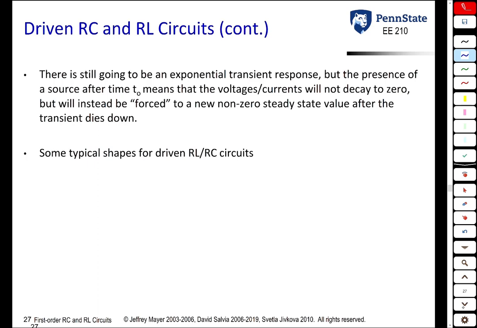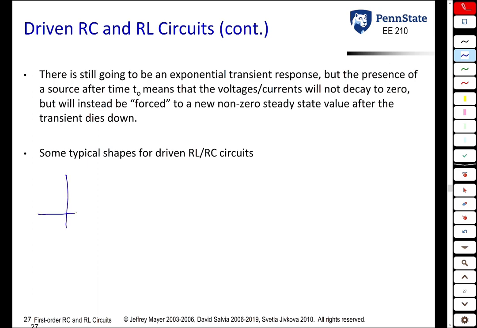So what effect will the presence of a source after time t0 have on the shape of the response? Well, you're still going to have the transient response due to the homogeneous part of the response, but the presence of the source after t0 will mean that the voltages or currents, whatever you're measuring in the circuit, will not decay to 0 as it did in the source-free case, but instead it will be forced to a new steady-state value after the transient dies down. This opens up a whole bunch of possible different shapes for the response. I'm just going to draw a couple of them here.